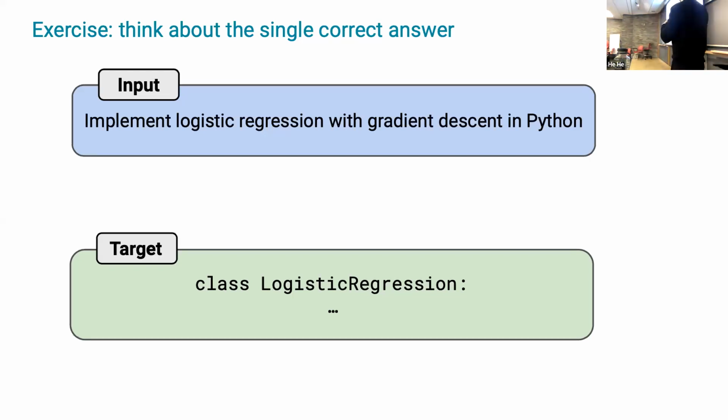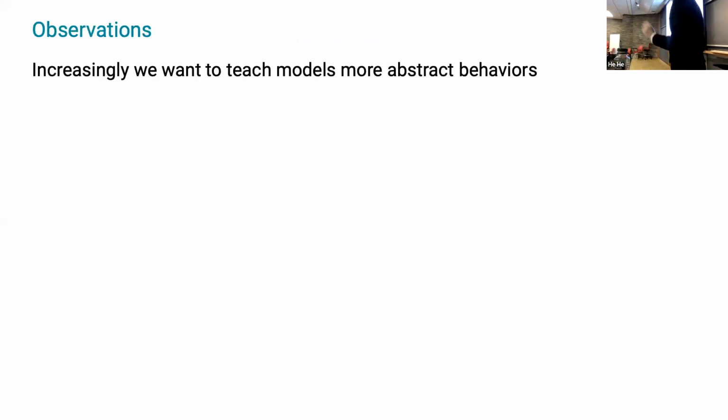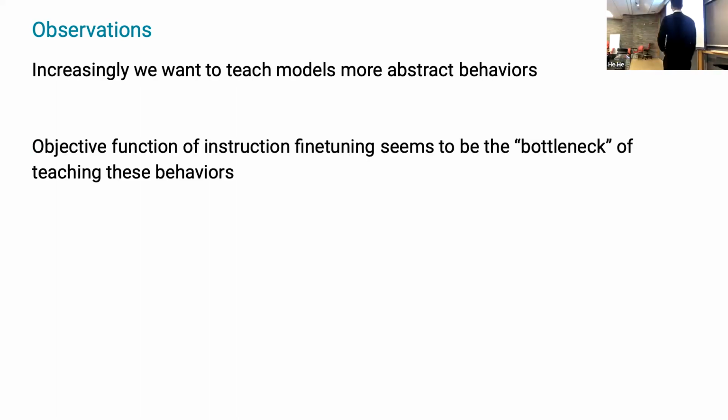So as we have seen in this exercise, the more interesting behaviors that we're trying to teach the model are getting more vague, more abstract, and more open-ended. And that's for a good reason. So, yeah, let's make some observations. Increasingly, we want to teach models more abstract things, and therefore this objective function of saying this is the single correct answer seems to become the bottleneck of the learning process.